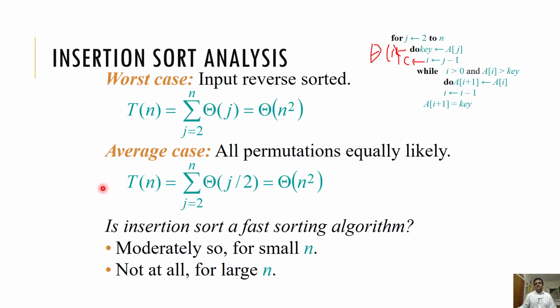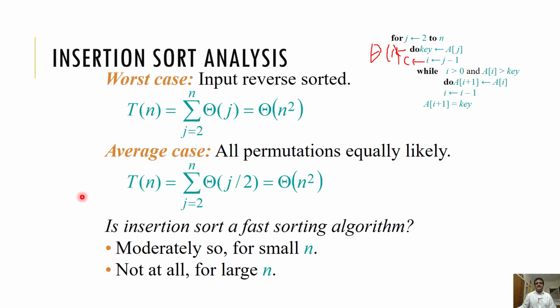that is why it is j by 2. So, on an average this is j by 2, summed over j equal to 2 to n. So, this is also half of n into n plus 1. So, this is also an order of n square algorithm. So, for insertion sort, the worst case and the average case both are order of n square.